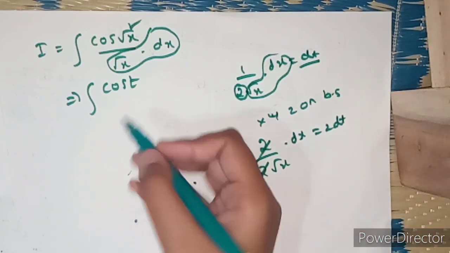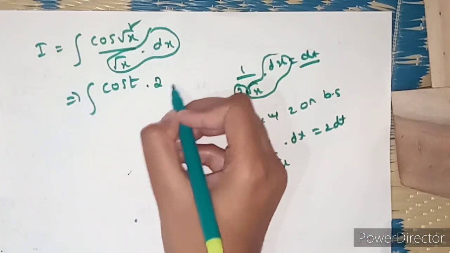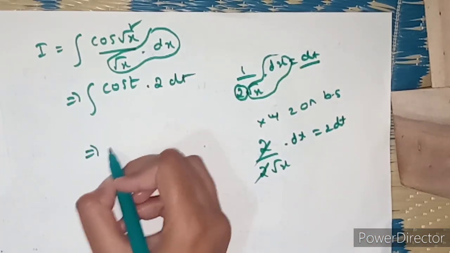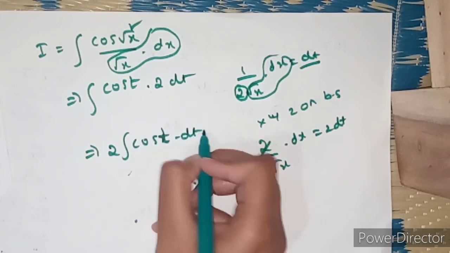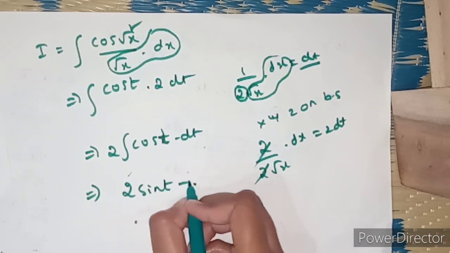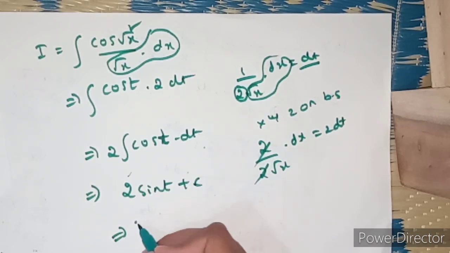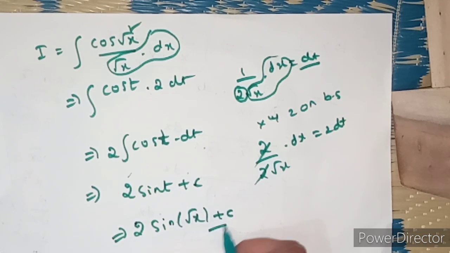Now substitute dx upon root x is 2 dt. So 2 dt, take this 2 outside: 2 integral of cos t dt. Integral of cos t is what? Sin t, plus c. Now substitute t back. T here is root x. So this is the required answer.